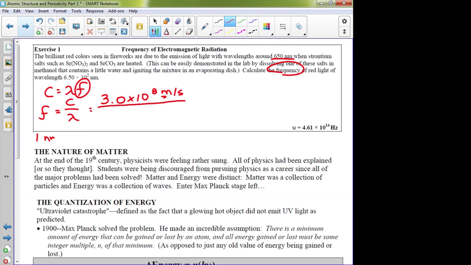1 nanometer is equal to how many meters? 1 times 10 to the negative 9th meters. So all you have to do is take 650 and multiply it times 10 to the negative 9. That's all that means.